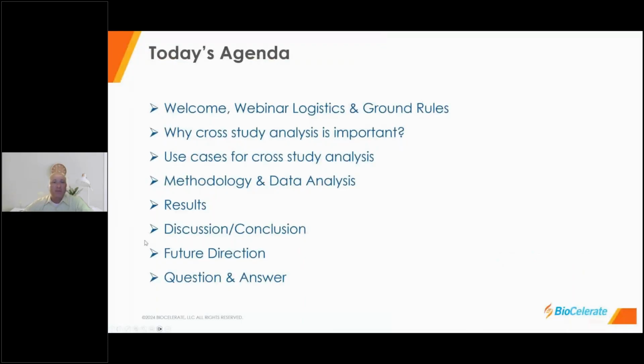Today's agenda will include a brief welcome from myself, including logistics and ground rules, and then we will dive into the topic at hand regarding cross-study analysis in terms of our approach and our analysis and the results and why this is important to the industry.